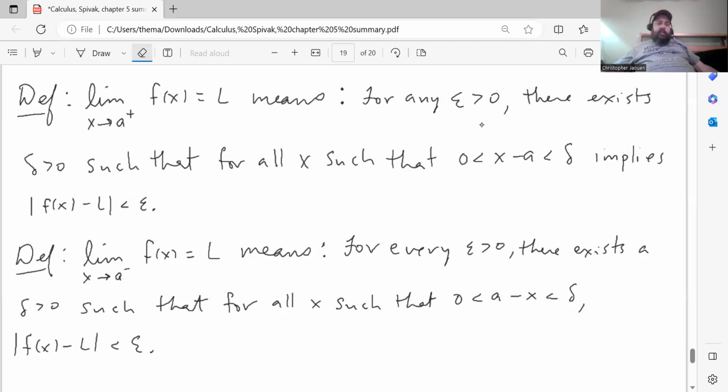And then there's a similar definition for the limit coming from below. So the limit as x goes to a from below of f of x equals L means for every epsilon greater than 0, there exists a delta greater than 0, such that for all x such that 0 less than a minus x, again, notice that's positive because x is less than a, less than delta, for all x that satisfy that inequality, the absolute value of f of x minus L is less than epsilon. So that's the formal definition for the one-sided limit coming from the left or from below.